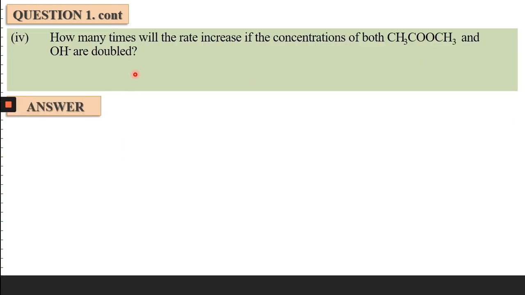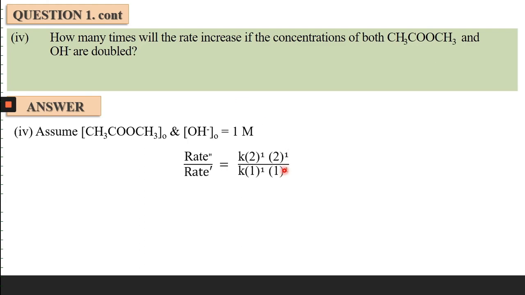Question number 1A4. How many times will the rate increase if the concentrations for both methyl ethanoate and hydroxide ions are doubled? In this case, you need to assume that both the initial concentrations of methyl ethanoate and hydroxide ion are 1 molar. So when the concentrations are doubled, in the new experiment both concentrations will become 2 molar and 2 molar. Comparing the rate for the new reaction to the rate of the initial reaction, we get the value of 4. This means that when the concentrations of both methyl ethanoate and hydroxide ions are doubled, the reaction is 4 times faster, or fourfold, or quadrupled. This is the mark for this question.